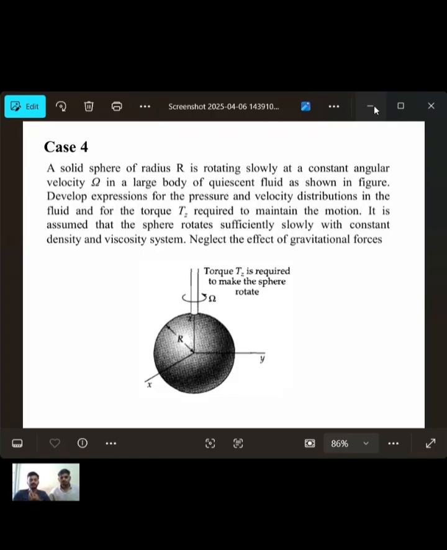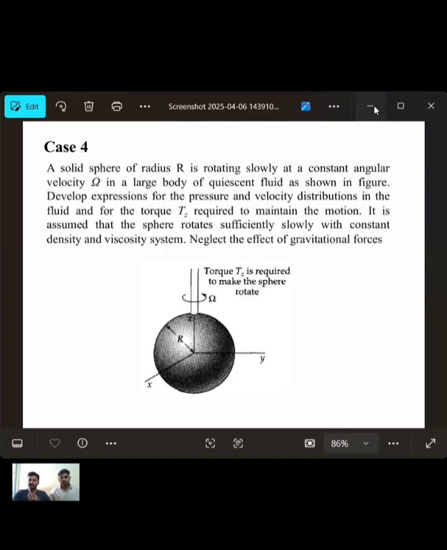So this assumption tells us that the velocity impact, say we are rotating our sphere at one corner of the swimming pool, on the other corner of the swimming pool will be negligible. So v phi is 0 at r tending to infinity. So this boundary condition makes our constant c1 equal to 0.